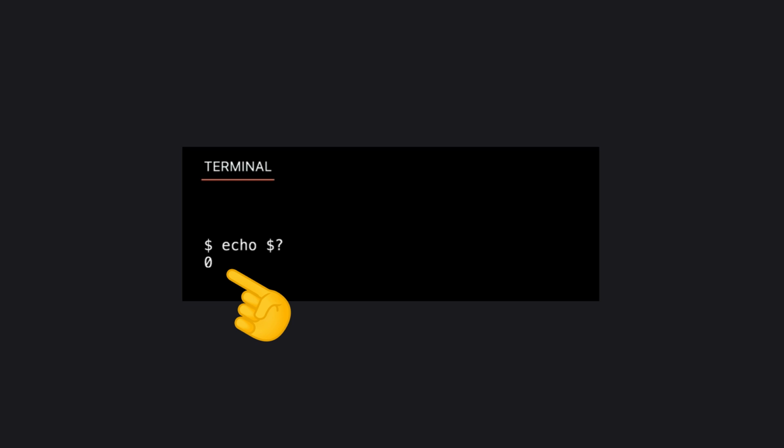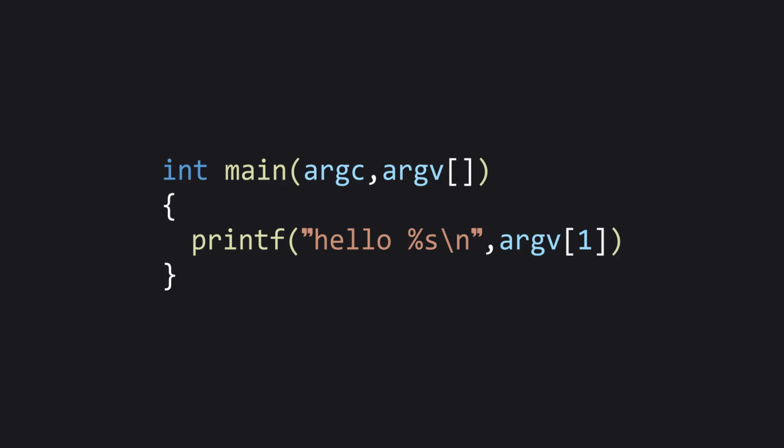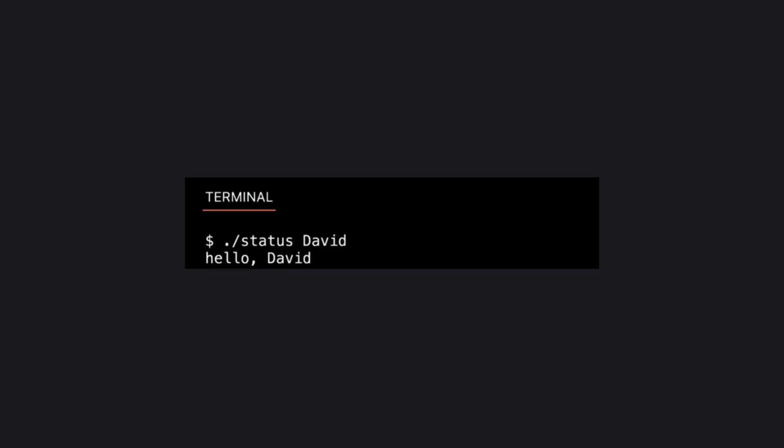We also learned about command line arguments. They let us give inputs to a program through the terminal. Here's what the main function looks like. argc stands for argument count, the number of arguments passed. argv stands for argument vector, an array of strings representing those arguments. This allows us to call our functions directly from the terminal. We can also pass in as many arguments as we need to customize the behavior.